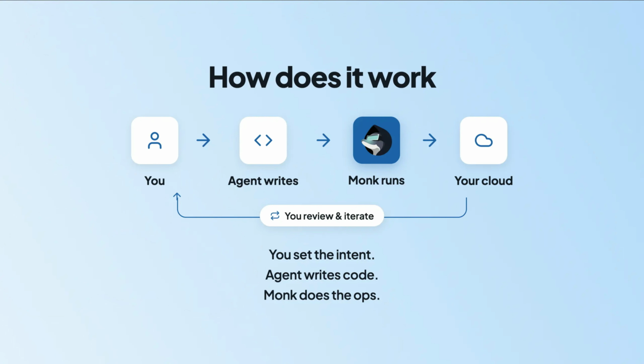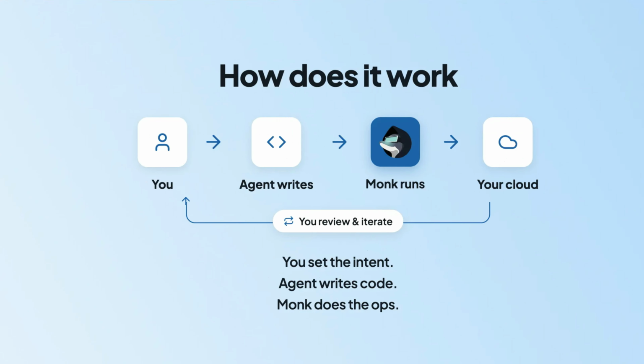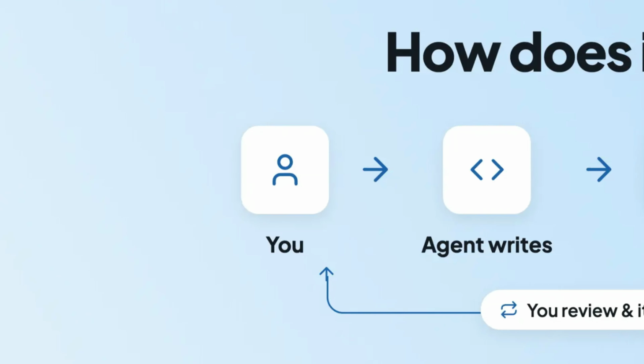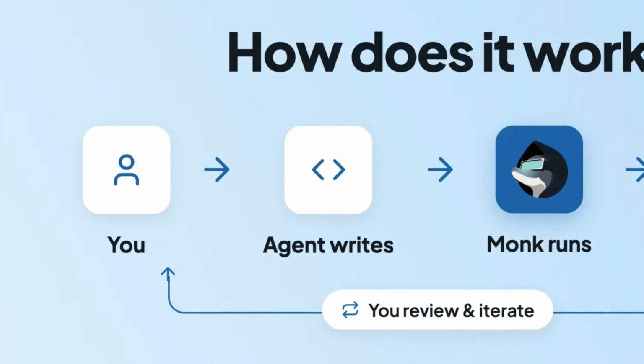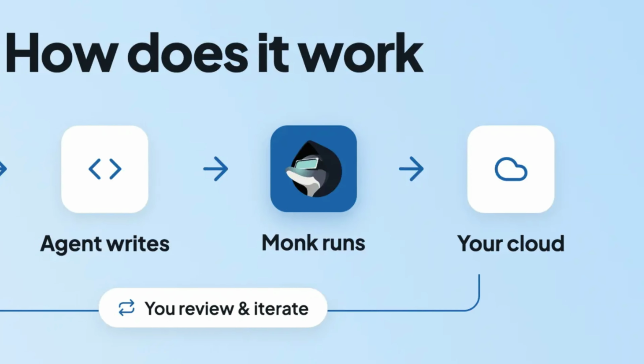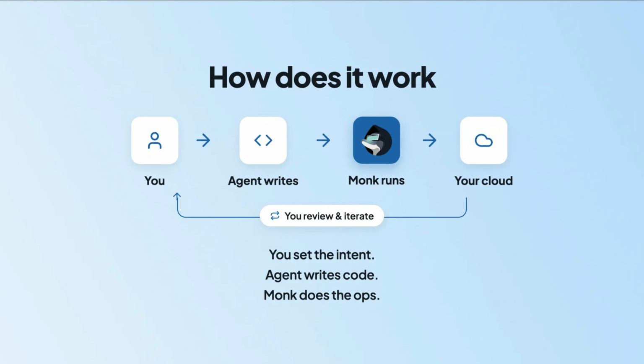Before we start, a quick mental model on how it works. You talk to your coding agent, like you already do. Your agent writes the code and talks to Monk through the plugin. And Monk does all the actual ops work, deploying and running your apps on your own cloud, autonomously. Real traffic, real users, real infrastructure, not a sandbox.